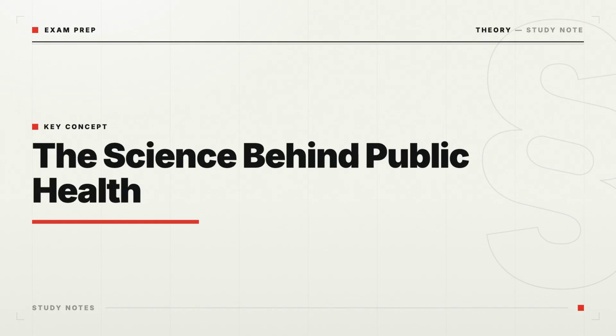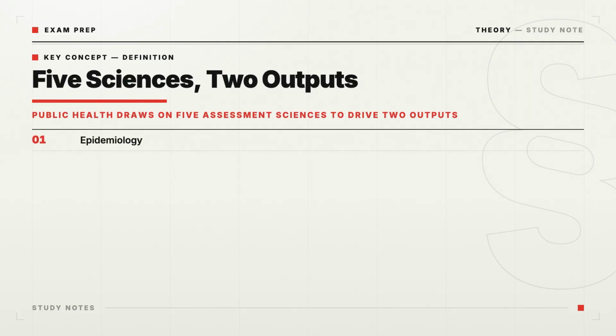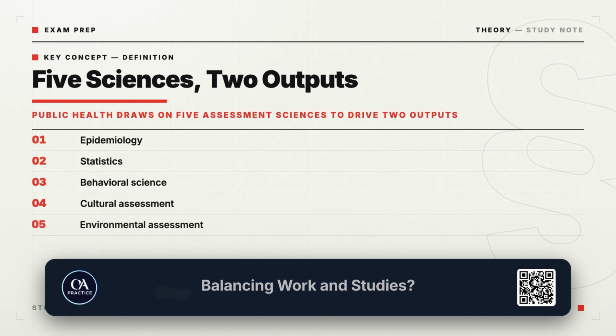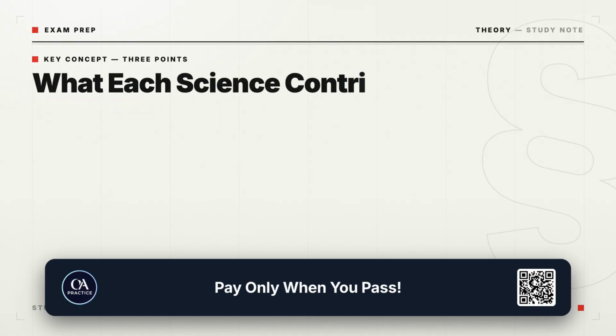Public health sounds like an attitude, a general commitment to helping people be well. But that impression collapses on contact with the actual work, which runs on measurement and evidence. Public health is defined as a scientific discipline drawing on epidemiology, statistics, behavioral science, cultural assessment, and environmental assessment. 5 sciences feed 2 products: policy development and program planning.